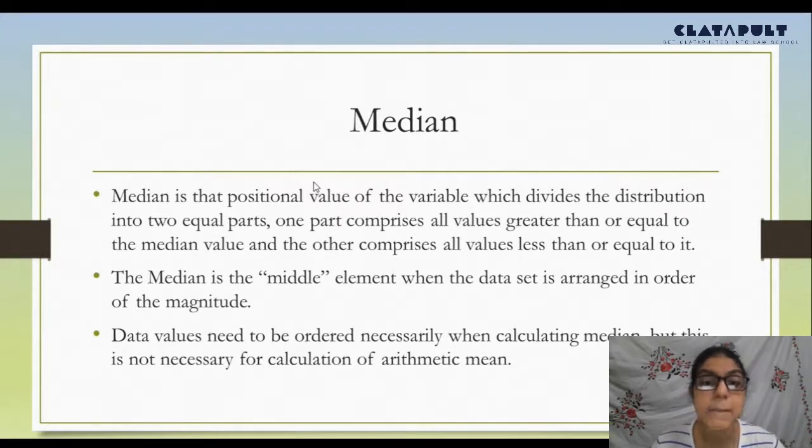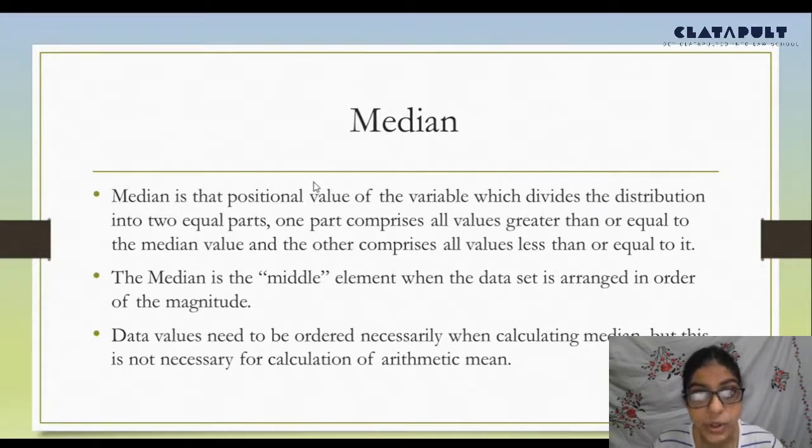Right? So it's the middle element when the data set is arranged in any particular order, either ascending or descending, in order of magnitude or in order of the value of the numbers that are there in the data set, right? So in ascending or descending order, if you arrange a data set, the value that will come in the middle will be your median.